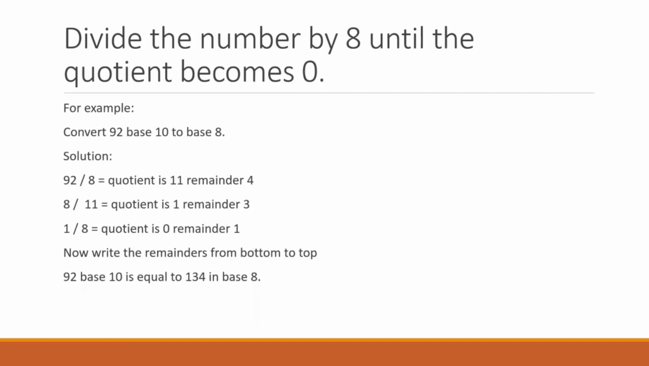Now, the next step, you're going to take the 11 and divide that by 8. And now the quotient is 1, the remainder is 3. Then the next step, 1 divided by 8, quotient is 0, the remainder is 1. Now write the remainders from bottom to top. So with that, 92 base 10 is equal to 134 in base 8.